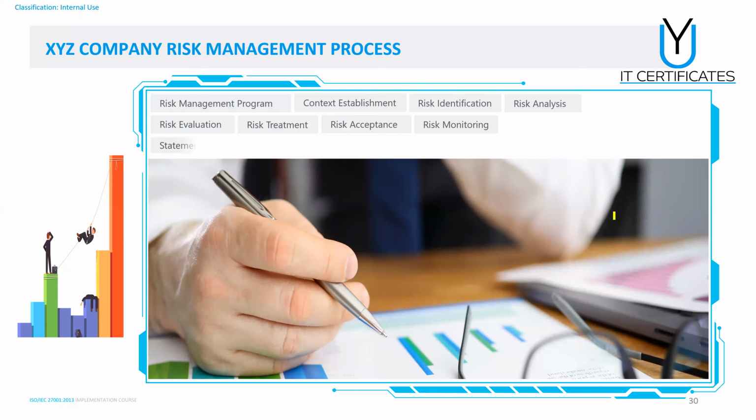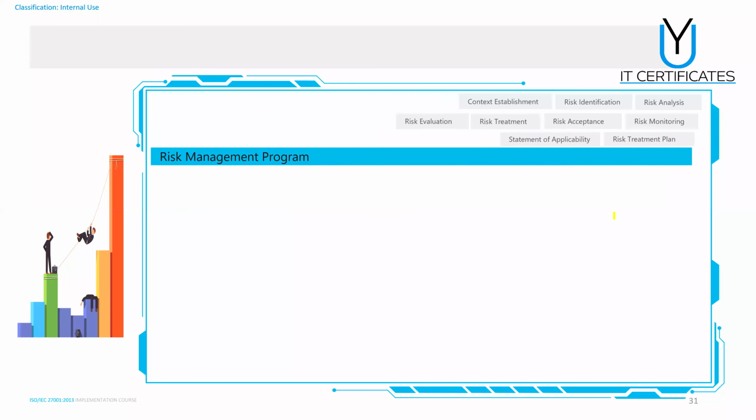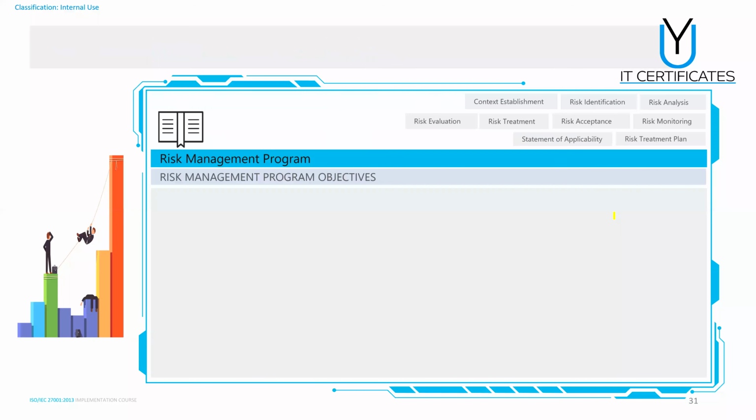This slide will remind us of the processes which we highlighted for the risk management program: context establishment, identification, analysis, evaluation, treatment, acceptance, monitoring, and risk treatment plan. Okay, let's go now to the risk management program objectives. Why does XYZ company want risk management? Why do they want to develop a risk management program? We said that we are doing things for reasons. What are the reasons for this company to implement this program?